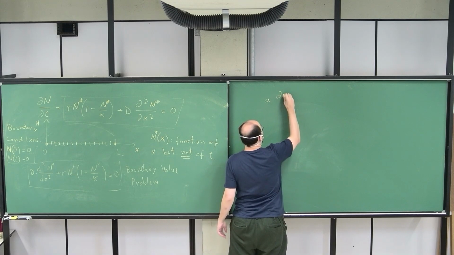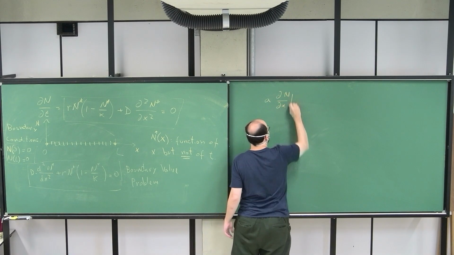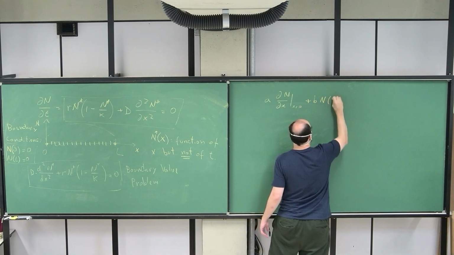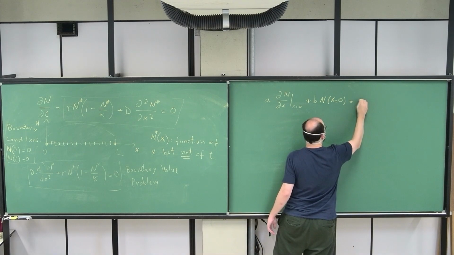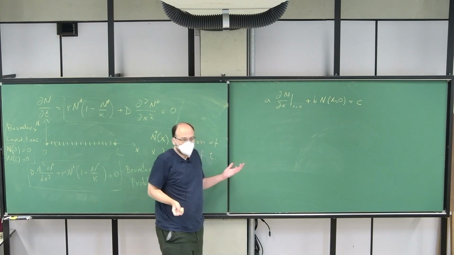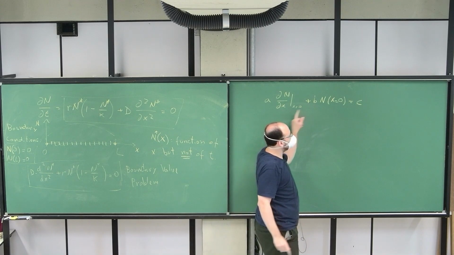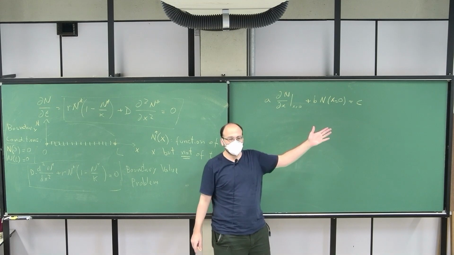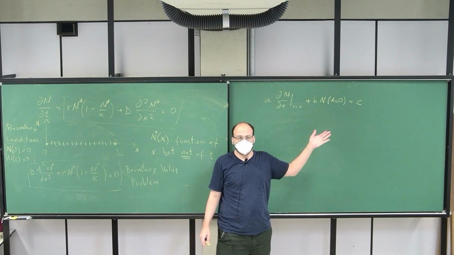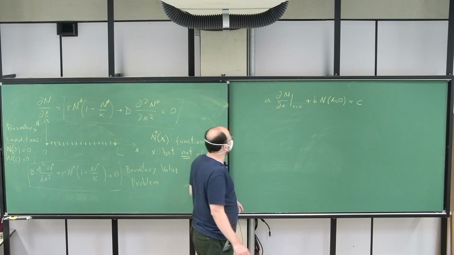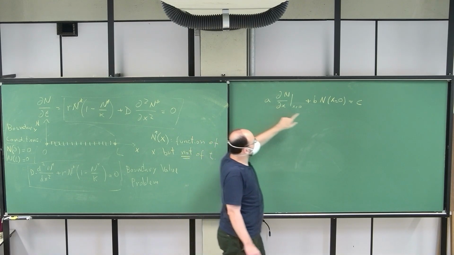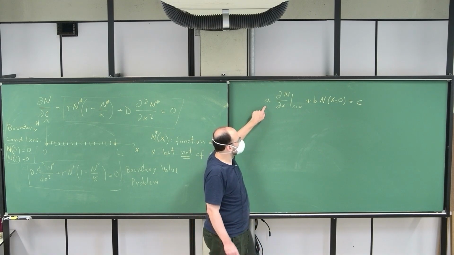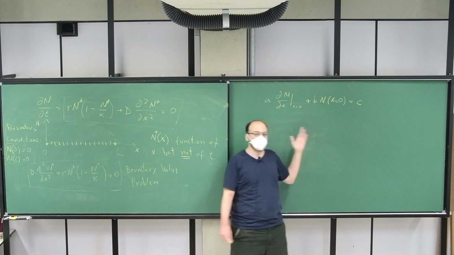A times del n del x at x equals 0 plus B times n at x equals 0 equals some constant C, okay? And then you write your boundary in terms of A, B, and C, and A, B, and C become parameters of your system, okay? So if you set A to 1, B and C to 0, this is a no flux boundary condition. If you set A to 0, B to 1 and C to 0, this is an absorbing boundary condition.